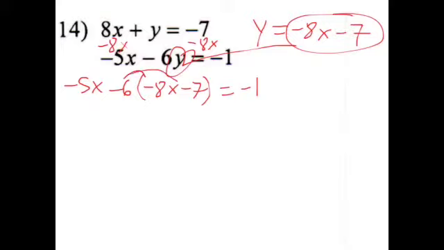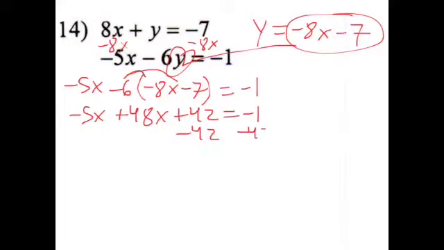Don't forget what it's equal to. And now I need to solve for x, so I'm going to distribute that negative 6 through. Negative 5x. Negative 6 times negative 8 is positive 48x. And negative 6 times negative 7 is positive 42. On the right side, I still got negative 1. I'm going to get rid of this 42 on the left side because I want my x's there. So I'm going to subtract 42 from both sides. And while I'm at it, I'll combine like terms on the left side. Negative 5x plus 48x is 43x. On the right side, I get negative 43.